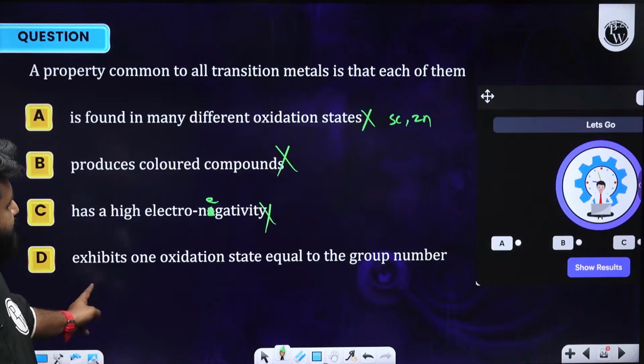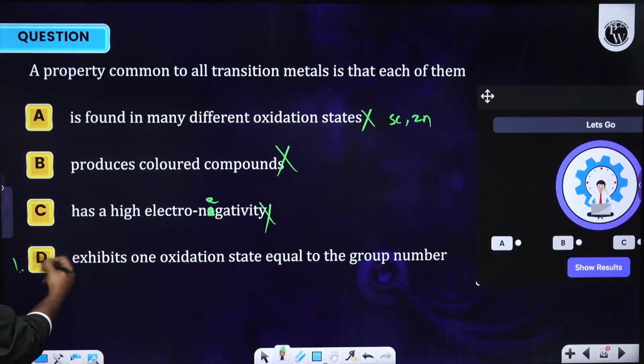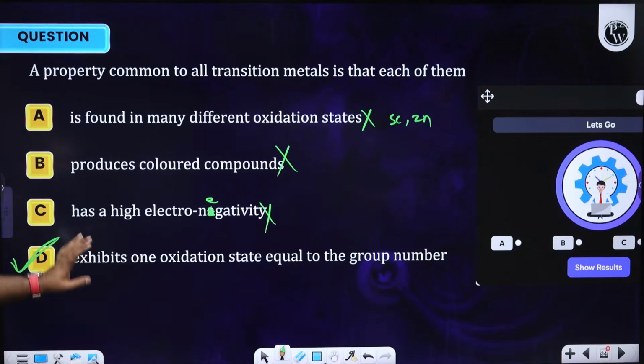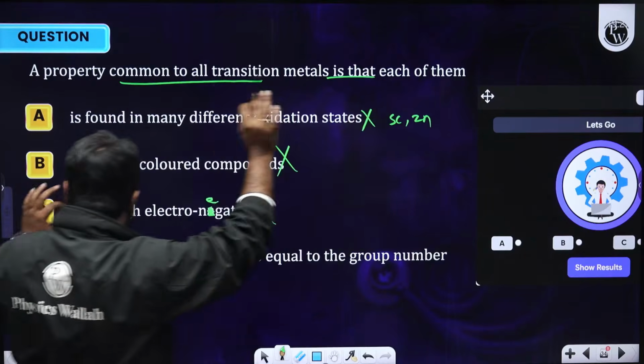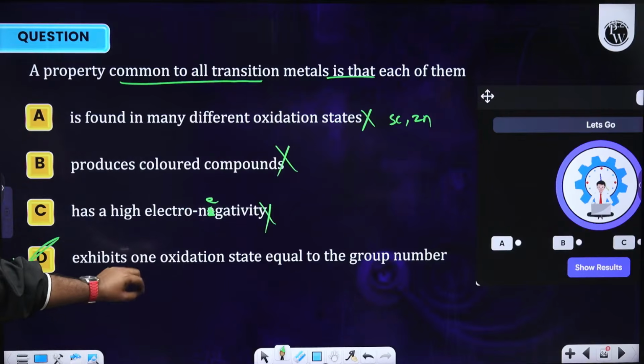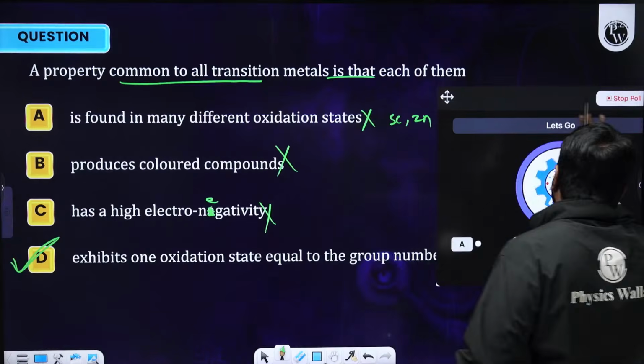What exhibits one oxidation state equal to the group number? So option D is the correct answer. The property common to all transition metals is that each of them exhibits one oxidation state equal to the group number. So option D is the correct answer.